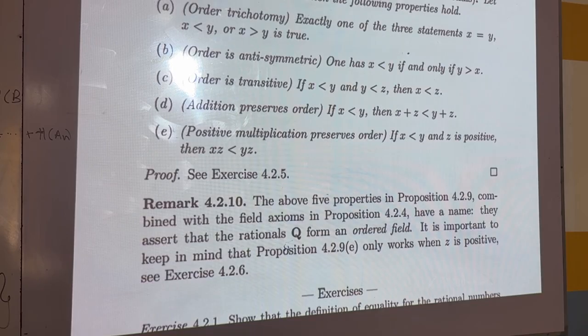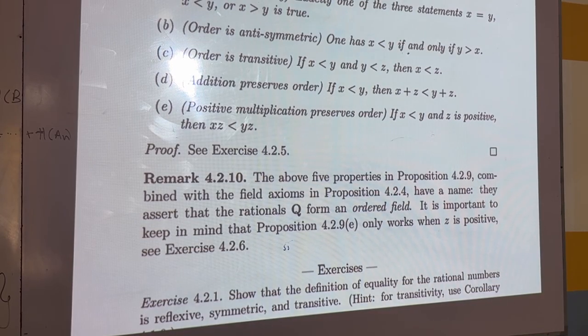It doesn't matter. We need to see that the above properties in proposition 4.2.9, combined with the field axioms in proposition 4.2.2, have a name. They say that the rationals form an ordered field. Ordered field is another word in algebra: to the field you add these order axioms. That's all. It is important to keep in mind that proposition 4.2.9e only works when z is positive. You know that, see exercise 4.2.6.